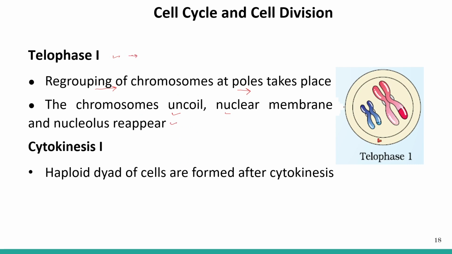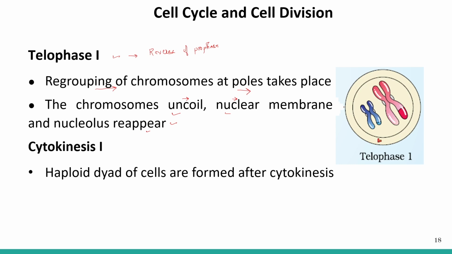So we can say here the reverse of prophase is happening. At the end of prophase, the nuclear membrane and nucleolus were disappearing and the chromosomes were condensing. But in telophase, uncoiling of the chromosomes is seen, and the nuclear membrane and the nucleolus reappear.